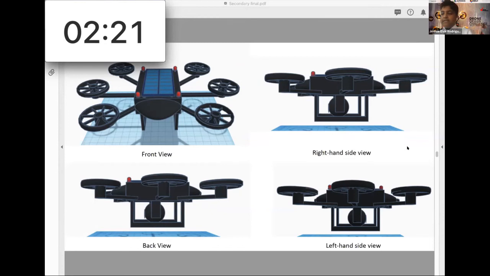Now, if you look at the left-hand side view, you can see the other 3 parts, and you can see the landing view better. I'm going to talk about this more in the next slide.